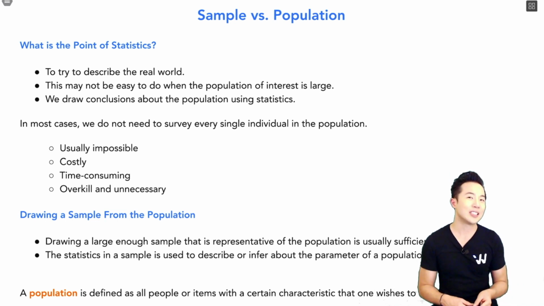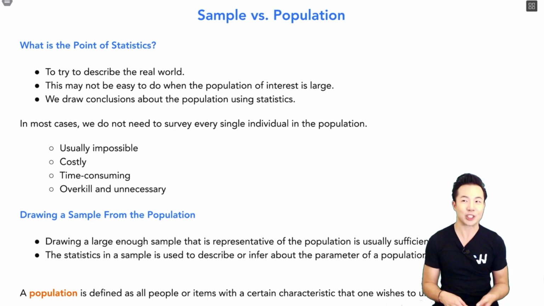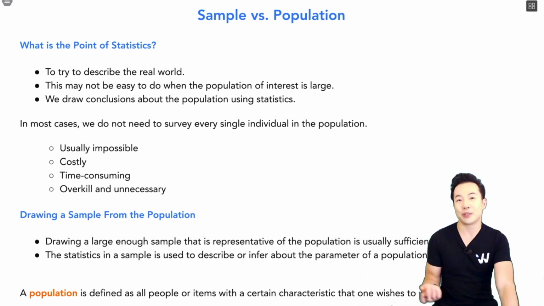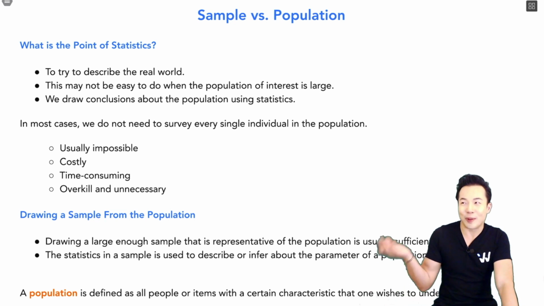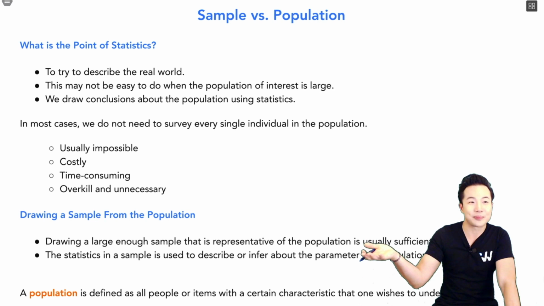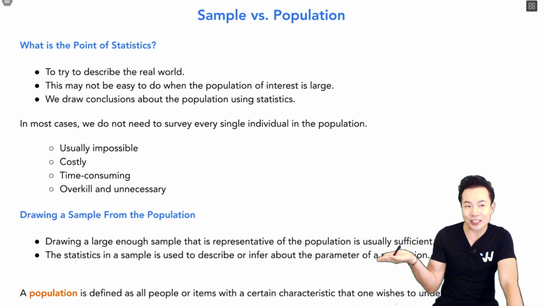Why don't we just sample every single individual in the population? First of all, it's usually impossible, especially when the population is super large. And number two, it's costly. Are you willing to pay that much to survey every single person? Can you actually reach all these people? So it's impossible, it's costly so far, and it's time consuming.